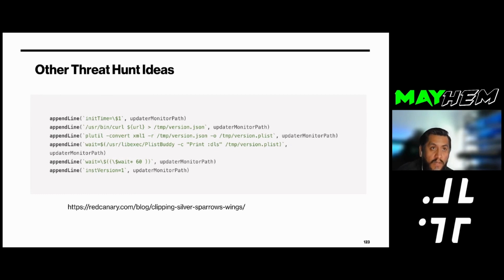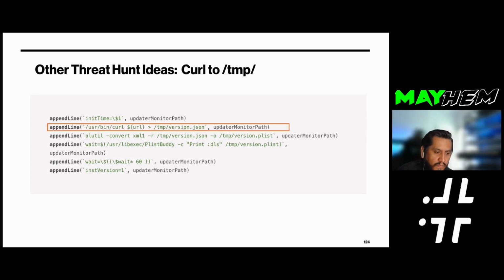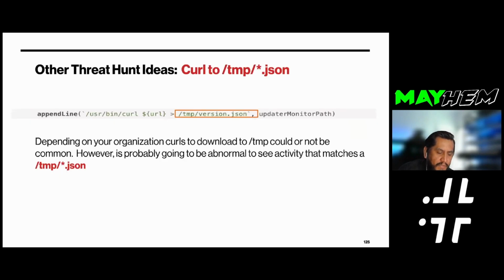And all of those become huntable and things that you can actually use to look for things. So the first one is the curls that we saw, right? There is this curl after the machine gets infected. One of the things you can do is hunt for curl activity happening in your temp directory. Based on my telemetry and my experience, curls that involve JSON files in the temp directory will probably be rare, but this varies by organization. In my experience, they're rare, so it's worth looking at them.